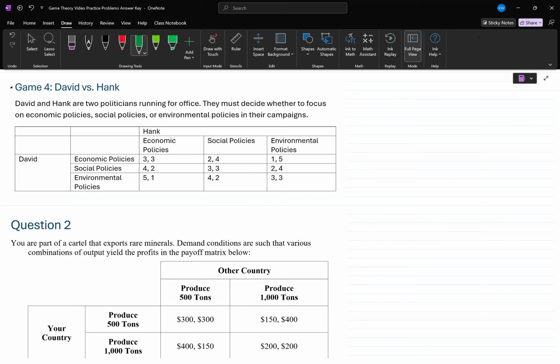So let's assume that Hank chooses economic policies. What is David going to do? Looking at his trade-offs, we see that he's going to select environmental policies because that gives him the highest payoff.